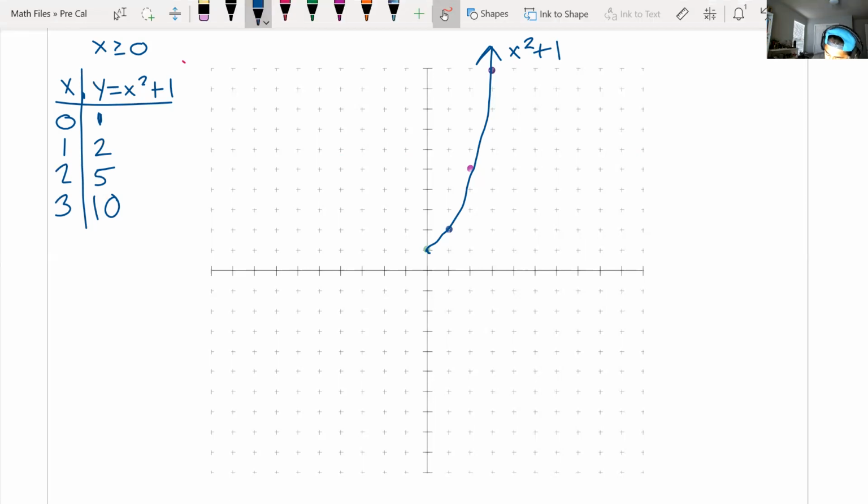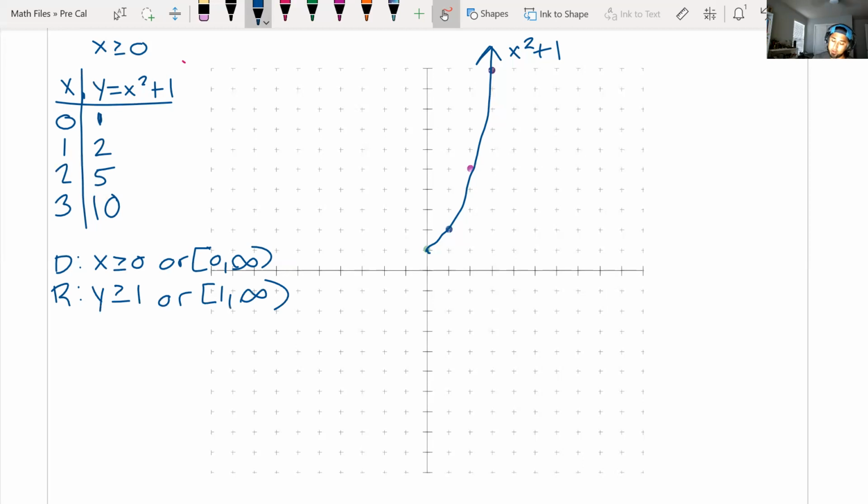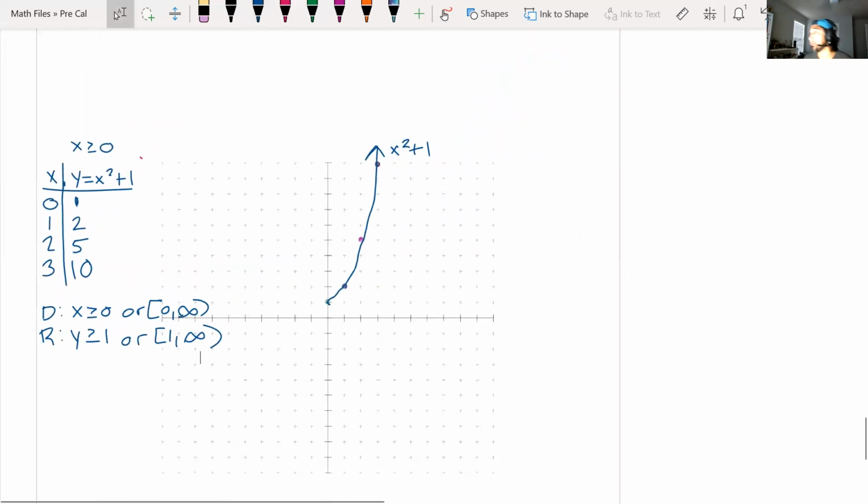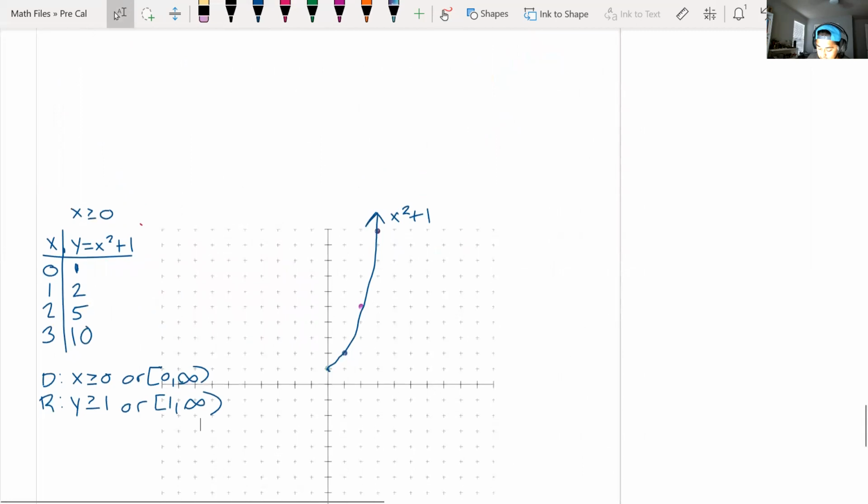But before moving on, we can already get the domain and the range. The domain's given to us, x greater than or equal to 0, or 0 to infinity. What would the range of this function be? 1 to infinity. We can say y greater than or equal to 1, or 1 to infinity. Okay, so that'll set us up nicely when we come to the graph of the inverse.